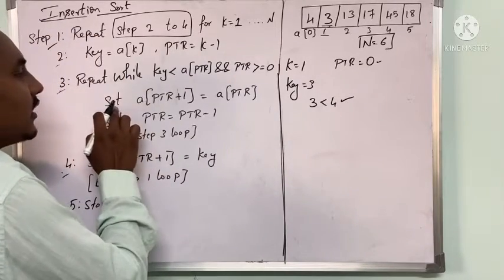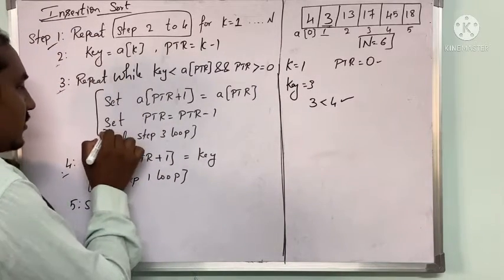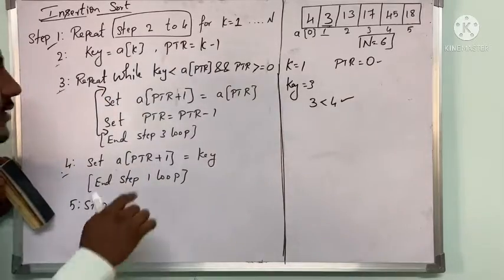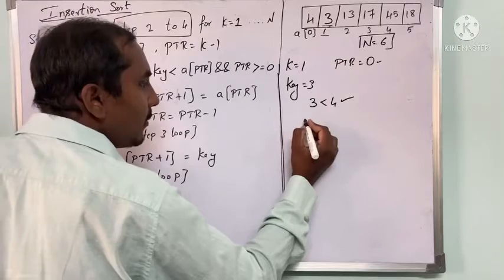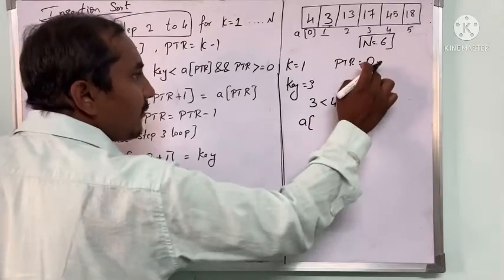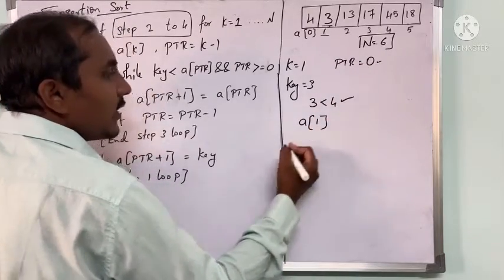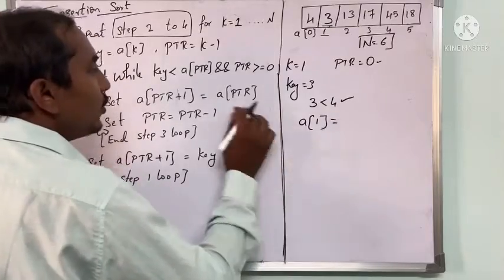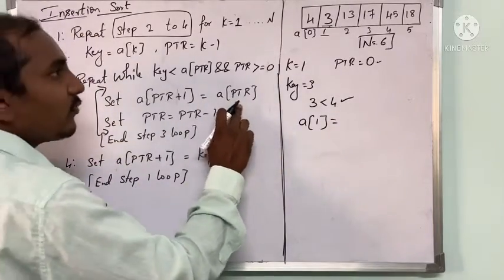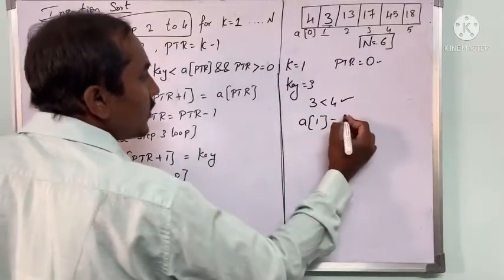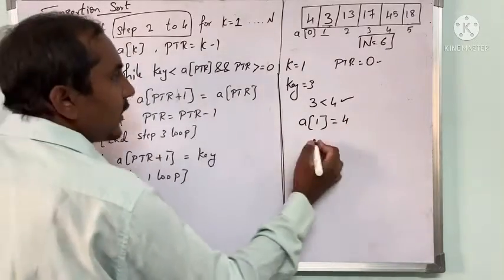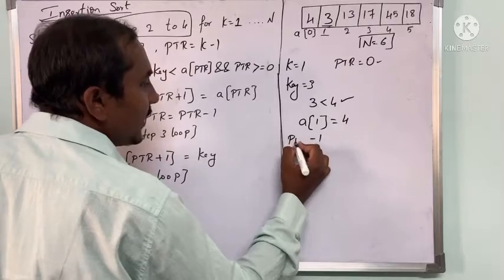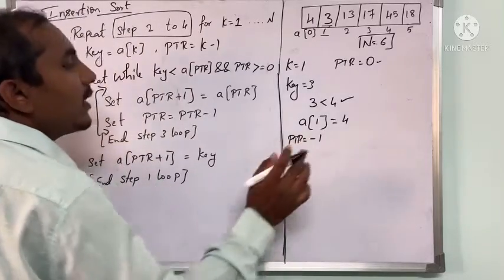So in that case, we are going to execute these two statements. These two statements are called set A of ptr plus 1. A of ptr plus 1 will become A of ptr was 0. 0 plus 1 will become A of 1 equal to A of ptr. A of ptr was what? A of 0 was 4. Next, ptr equals ptr minus 1. It will become minus 1. So ptr will become 0 minus 1, which is minus 1.